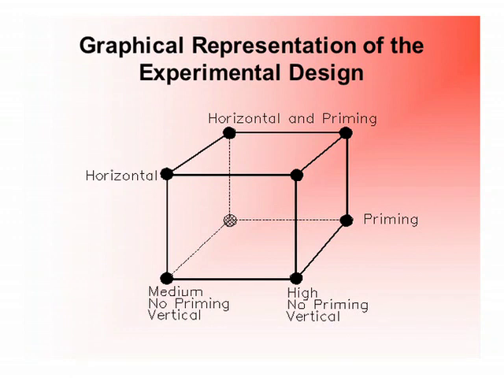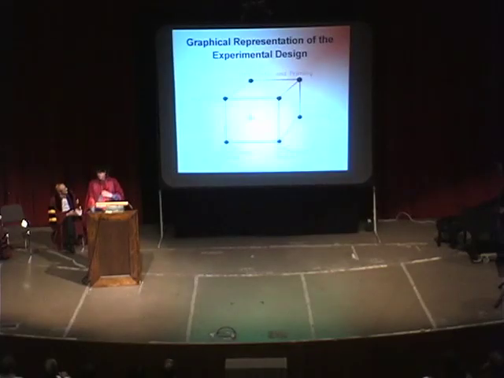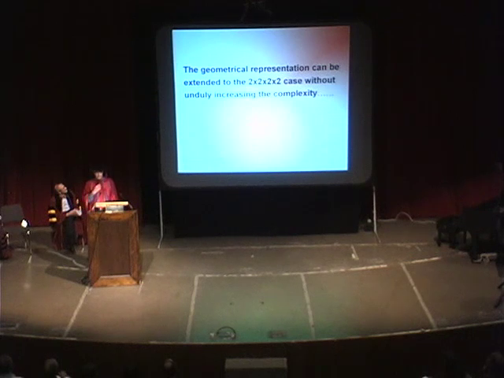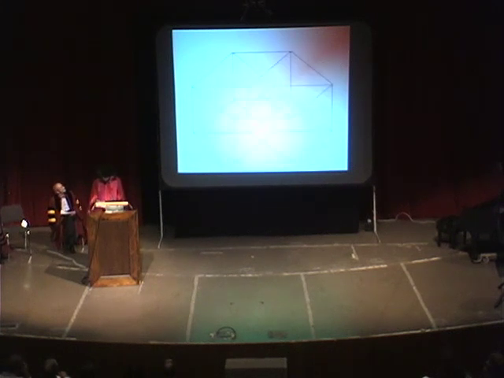Here's a representation of a simple experimental design that we can use to examine not just this, but many other questions. Indeed, some of my lesser known works use exactly this design. It's a 2 by 2 by 2 design, and the geometric representation makes it particularly intuitive. Not only is it simple, but it can be generalized to a slightly more complex case without unduly increasing the complexity. Here is what you get in that case.